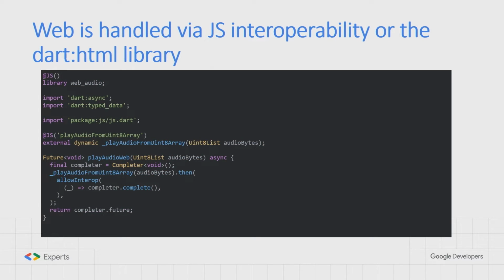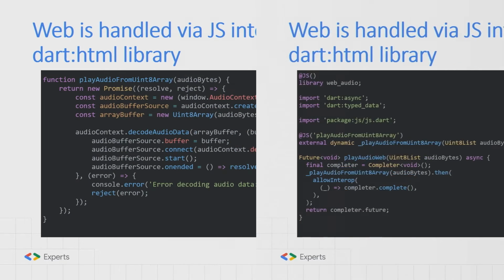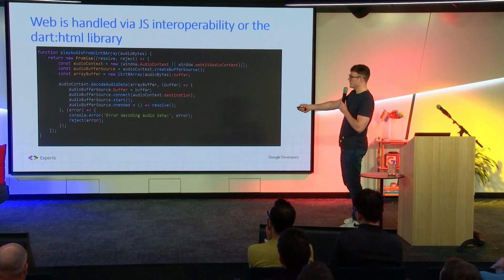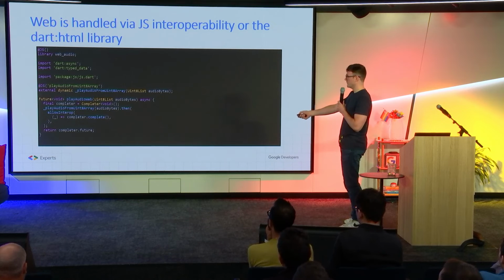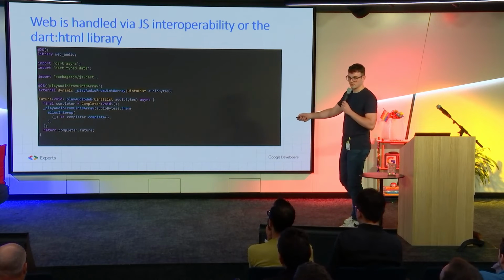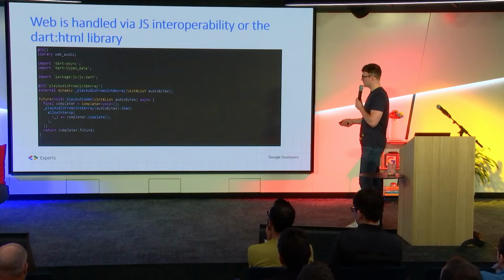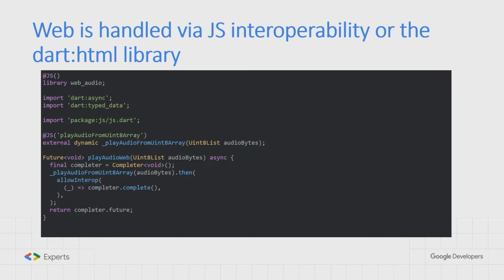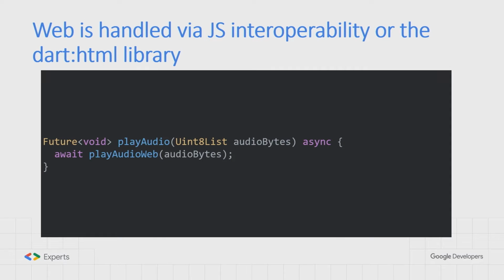And in the Dart side, we create a JS library, and we attribute our method with what it's called. So if we just step back for a second, play audio from Uint8 array. We've attributed this with play audio from Uint8 array, so this will be mapped to that JavaScript method. And play web audio uses this external method, and then it does a few completer and returns the future. And what that looks like, inside of a block or some logical component, you'll have play audio, and it plays the web, play audio web through this audio bytes.